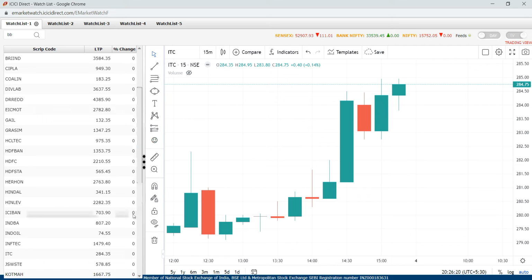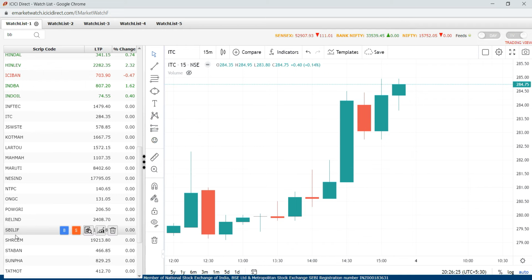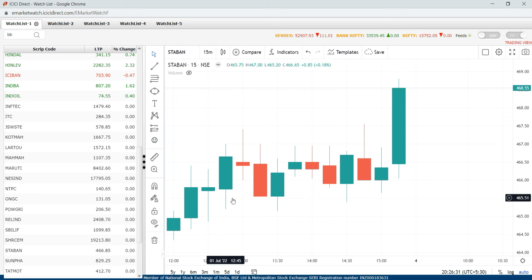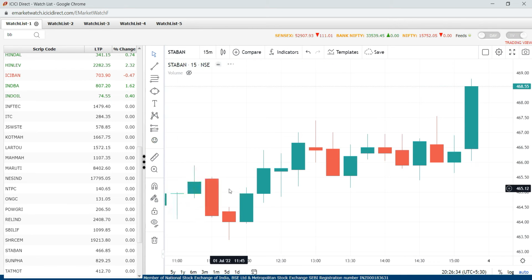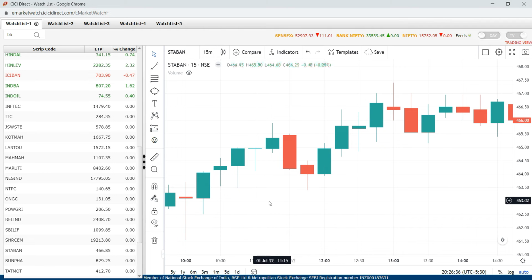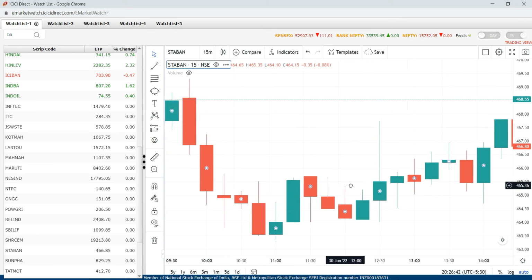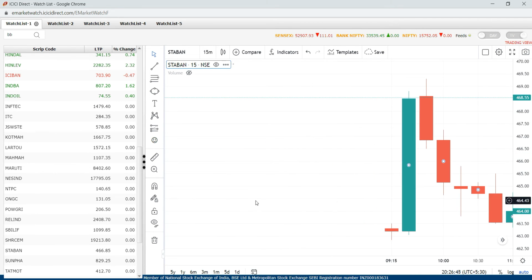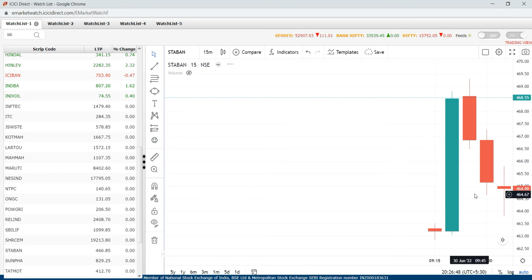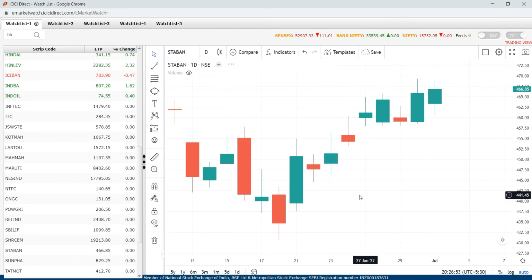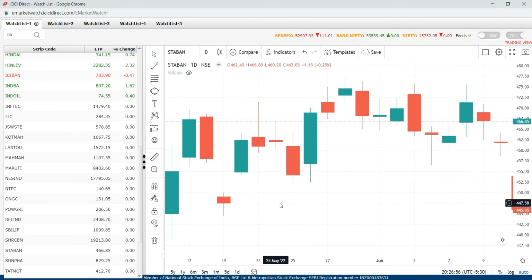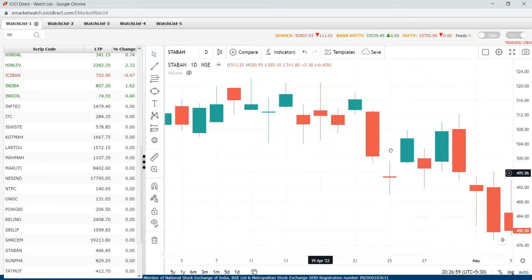I'm taking an example of a chart to show you how the morning star is formed. Let's see where the morning star is formed in this particular chart. I'll just change the time frame to see where the morning star is formed.